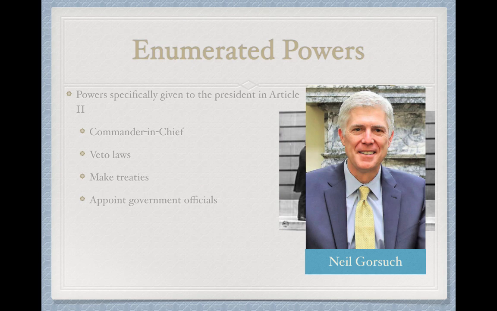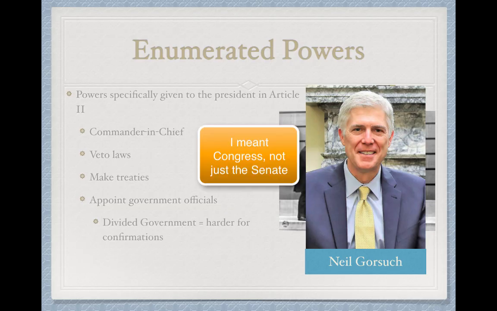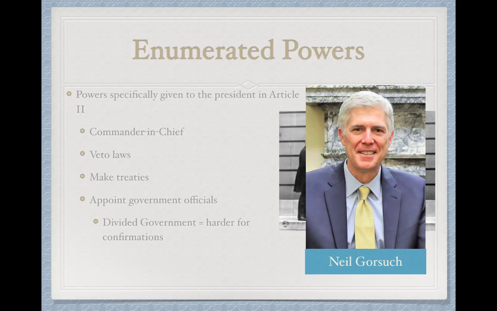This is part of checks and balances. Divided government makes it harder for confirmations. And divided government is an important term. It's where a president is a member of one party and the Senate is controlled by the opposite party, as was the case when President Obama appointed Merrick Garland.